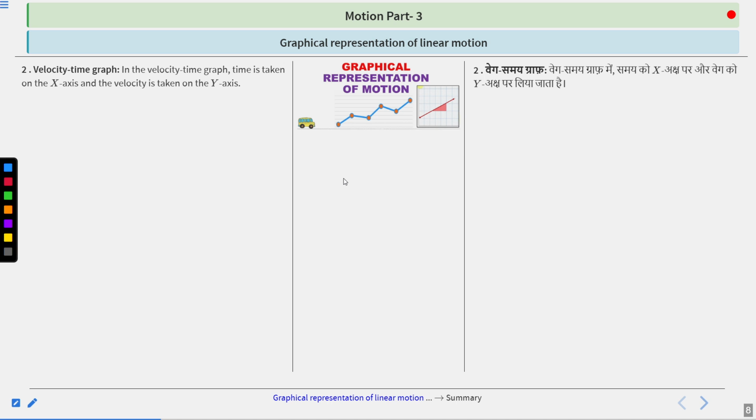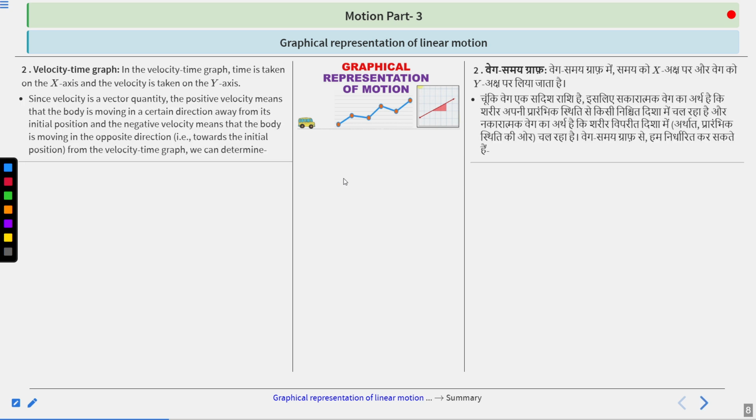Now the second one is the velocity time graph. In the velocity time graph, the time is taken on the x-axis and the velocity is taken on the y-axis. Since velocity is a vector quantity, positive velocity means that the body is moving in a certain direction away from its initial position, and negative velocity means that the body is moving in the opposite direction, therefore towards the initial position.